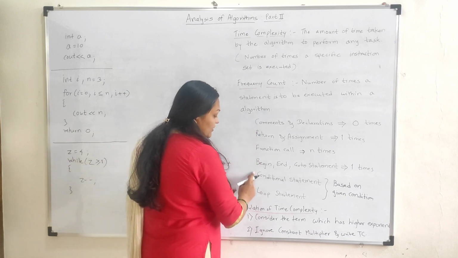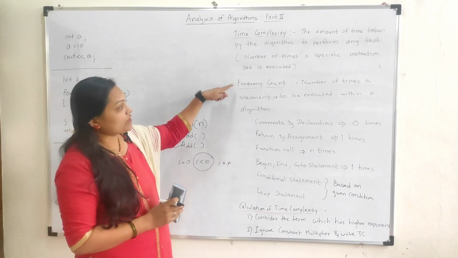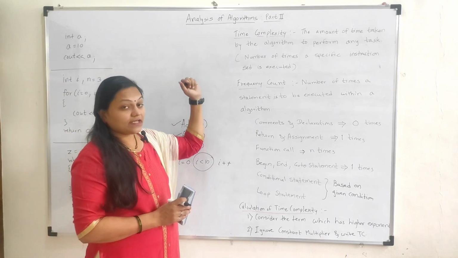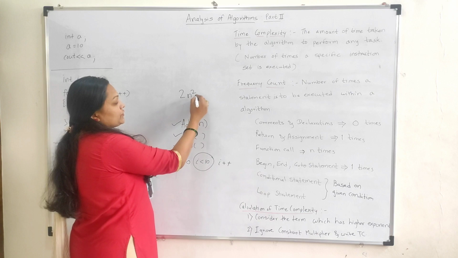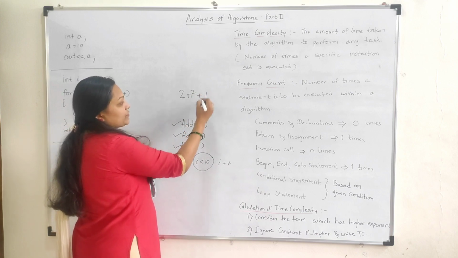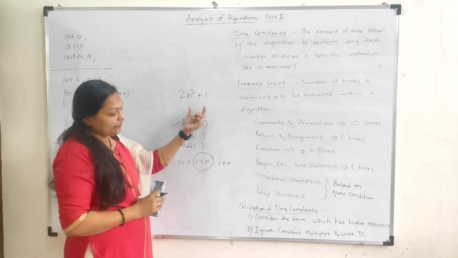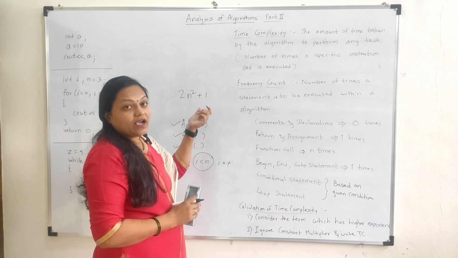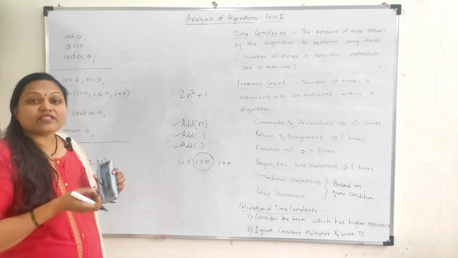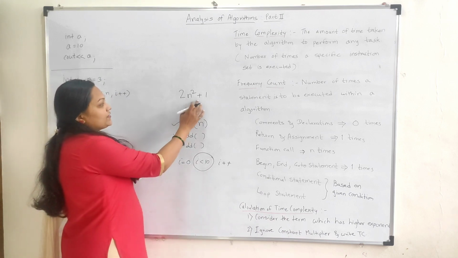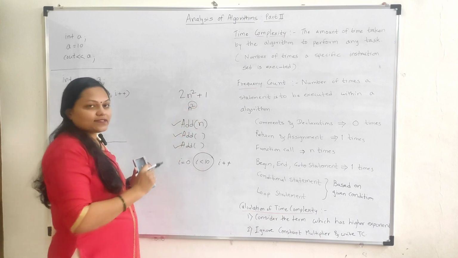By using all these things, we can calculate the frequency count. After calculation of frequency count, how can we calculate the time complexity? Suppose the frequency count is 2n^2 + 1. By using this frequency count, if you want to calculate the time complexity, from this expression you need to find the term which has the highest exponent. In this expression, the highest exponent is in n square, where 2 is the highest exponent.